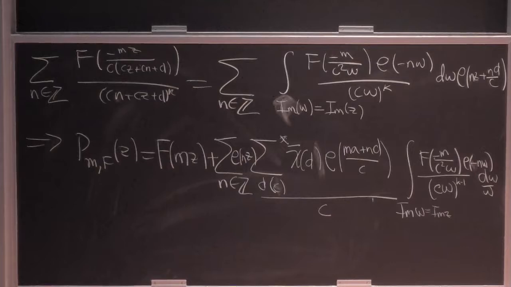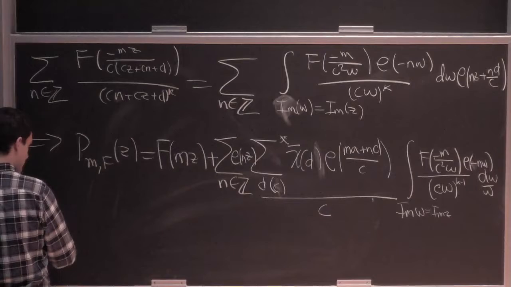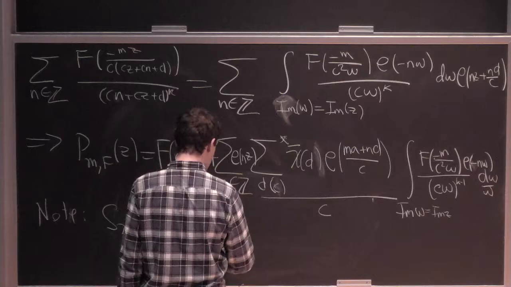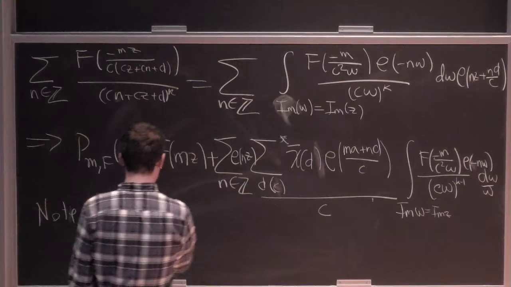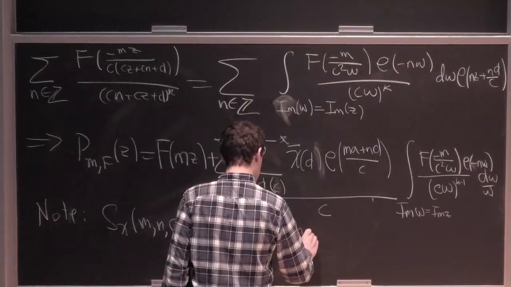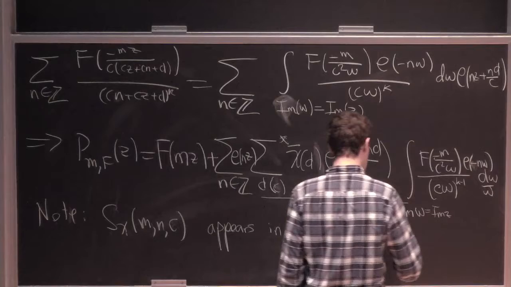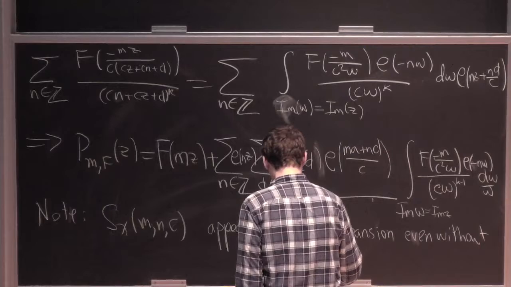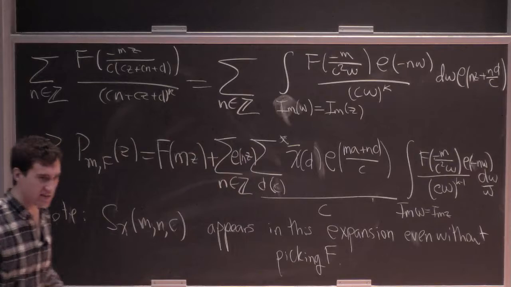So I think one of the remarks I just want to make, so note that the S Chi M N C already appears, and we haven't even picked the F at all. Okay. In this expansion, even though we haven't picked F. So I guess this really says that these Kloosterman sums are coming from something that's just arithmetic and is not analytic.